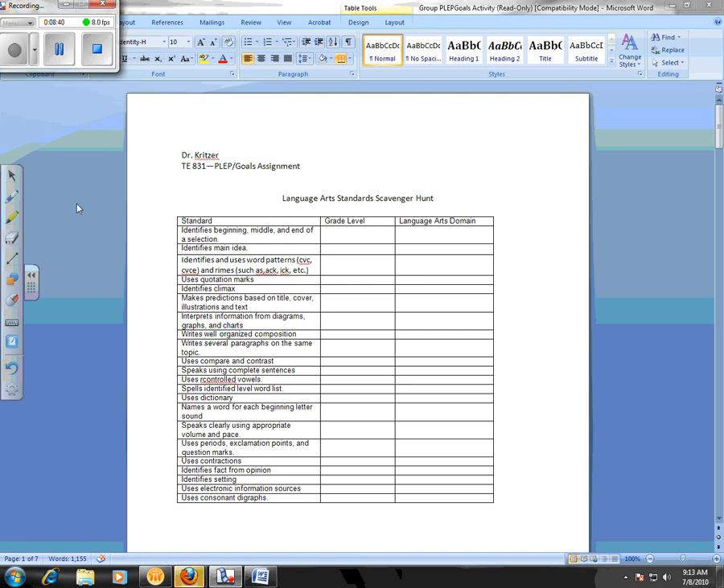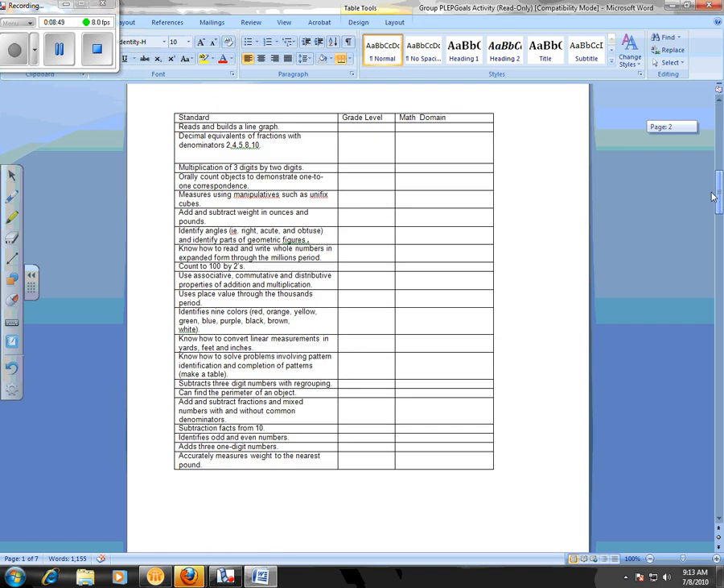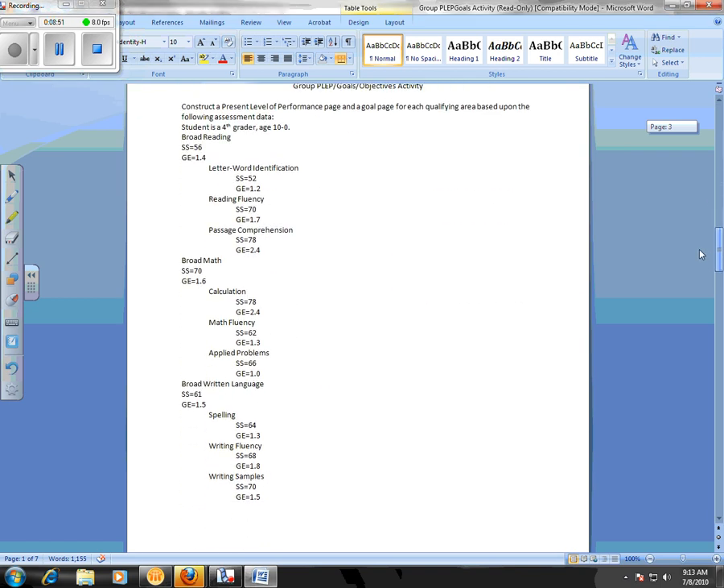First of all, you have an activity familiarizing you with the various language arts standards and the various math standards. And then you go into the hypothetical kid you're going to make a PLEP for. And also keep in mind that SS stands for standard score and GE stands for grade equivalent. That would give you an idea where the child is functioning.